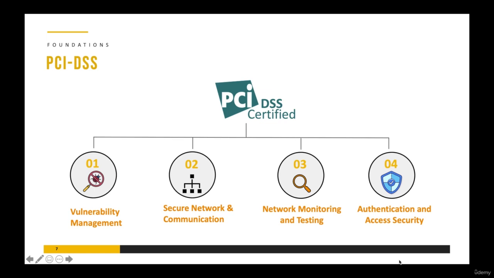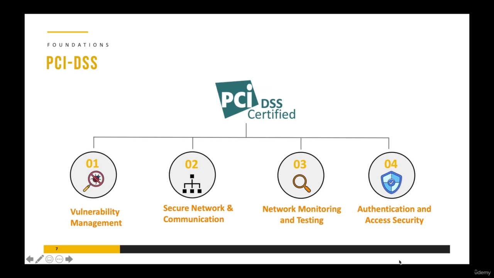The third one is network monitoring and testing. So companies must have mechanisms which ensure that the network is properly monitored and any breaches or malware infections are detected. The fourth one is authentication and access security. So companies must have appropriate mechanisms which ensure that end users are properly authenticated.